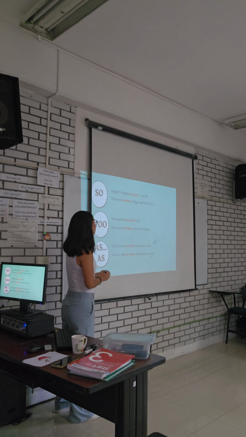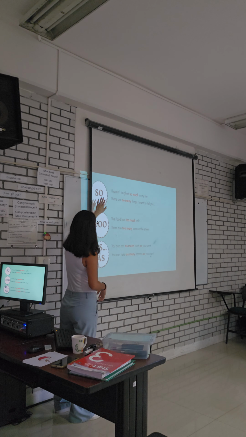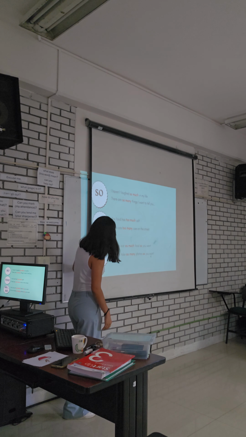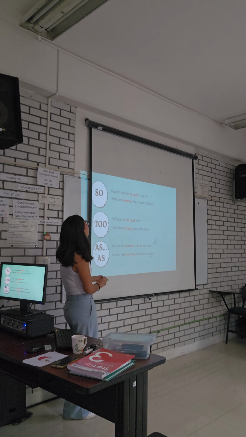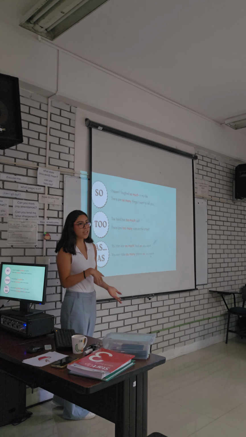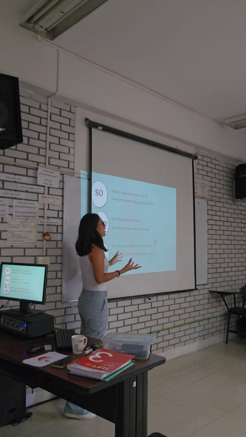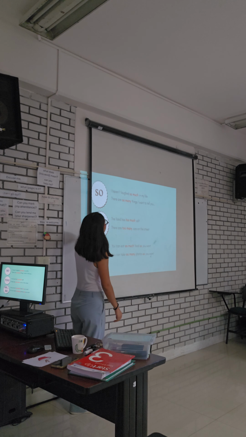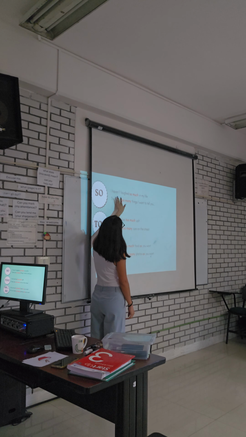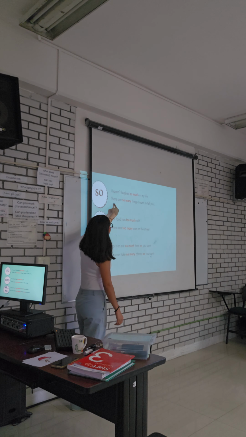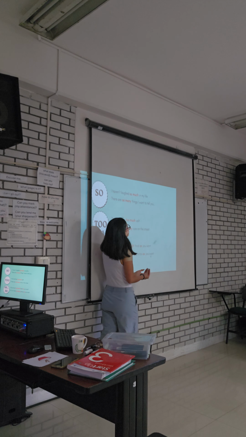So we have three words: so, too, and as much as or as many as. These three words change much and many, and they have different meanings. For example, with so, we have: I haven't loved so much in my life. The next one is: there are so many things I want to tell you.